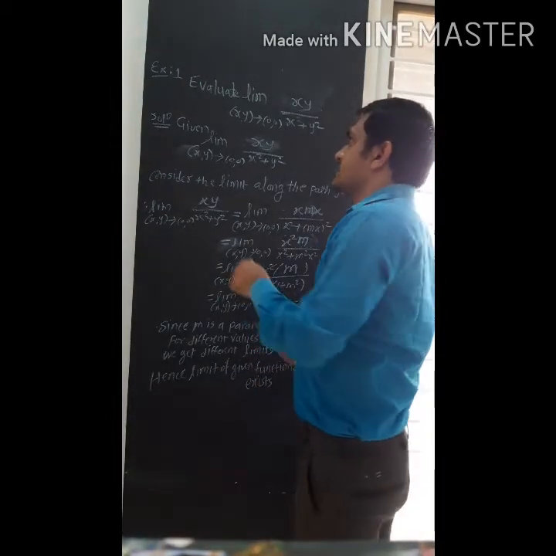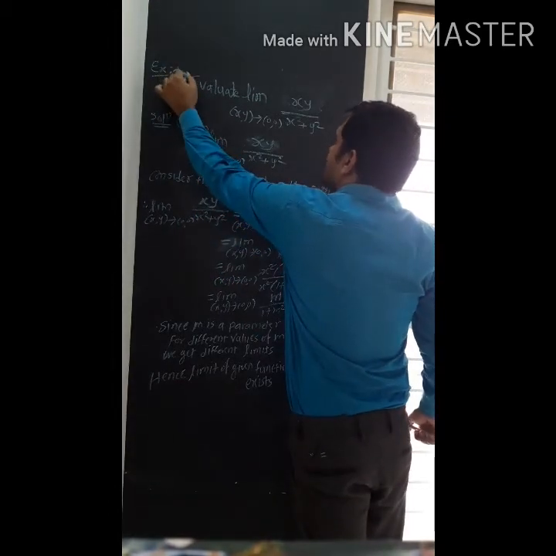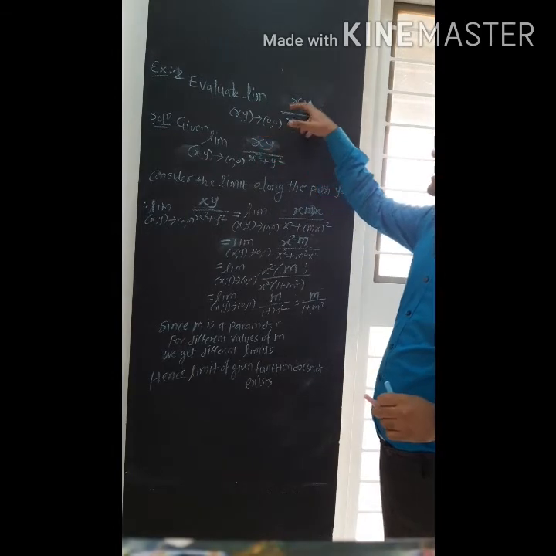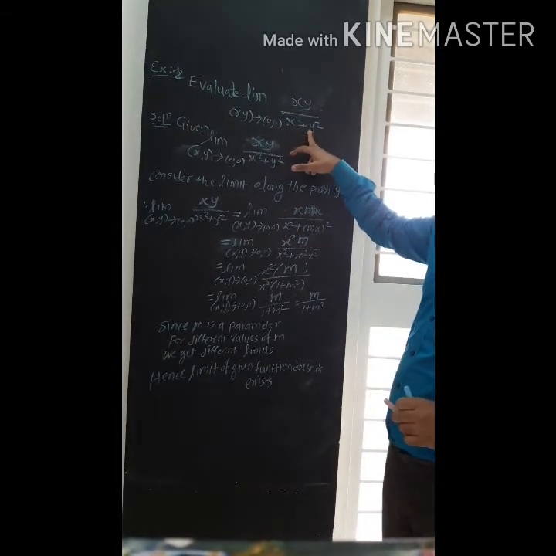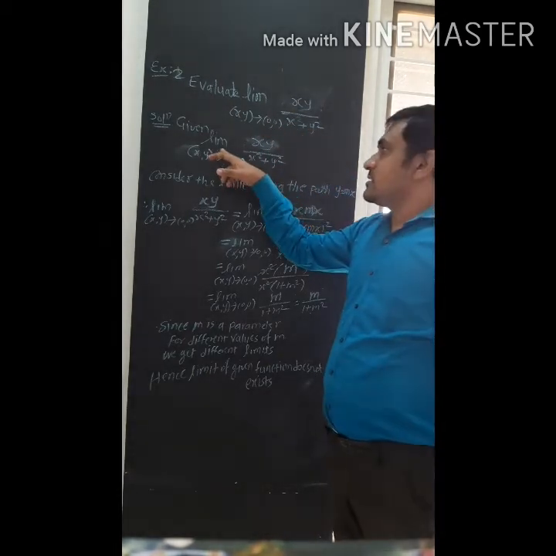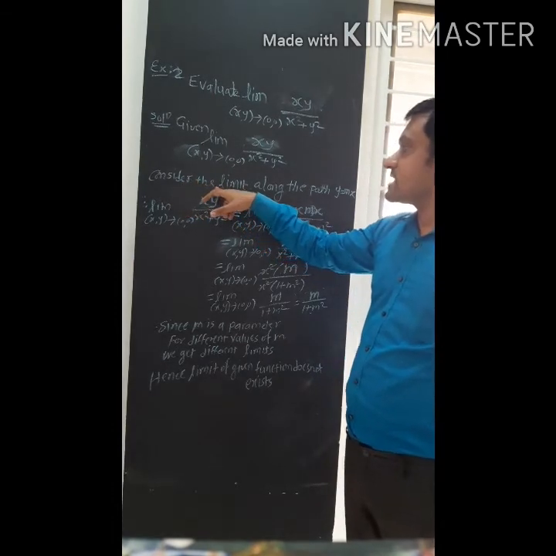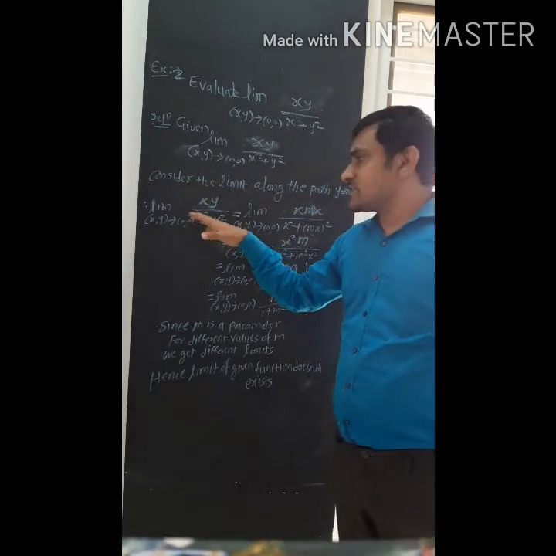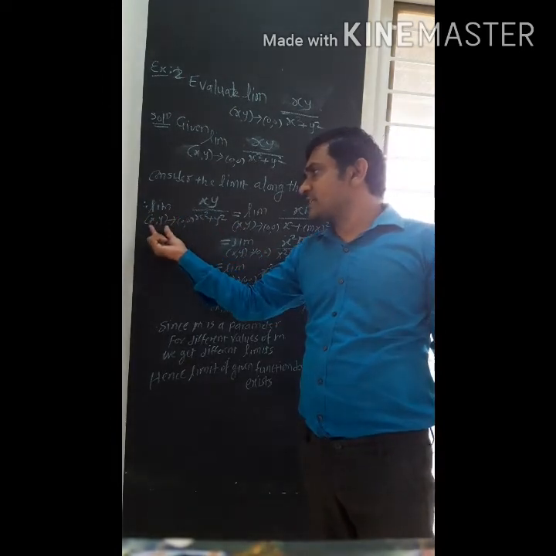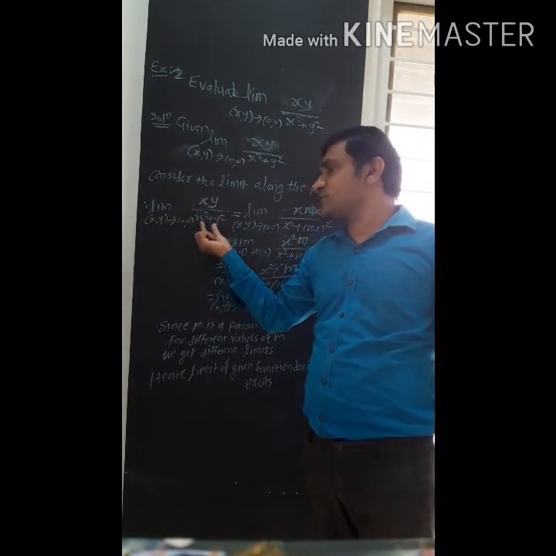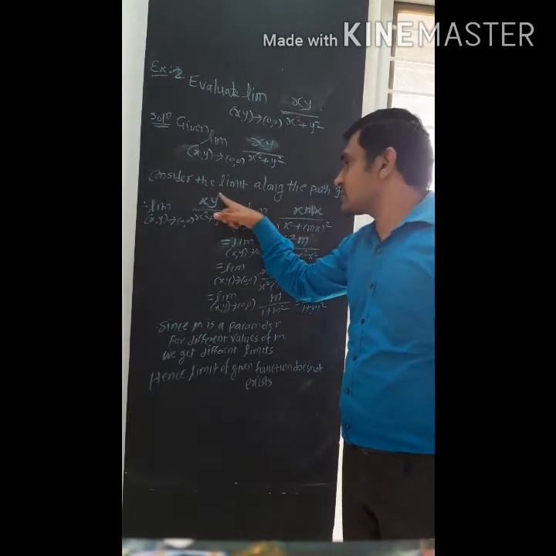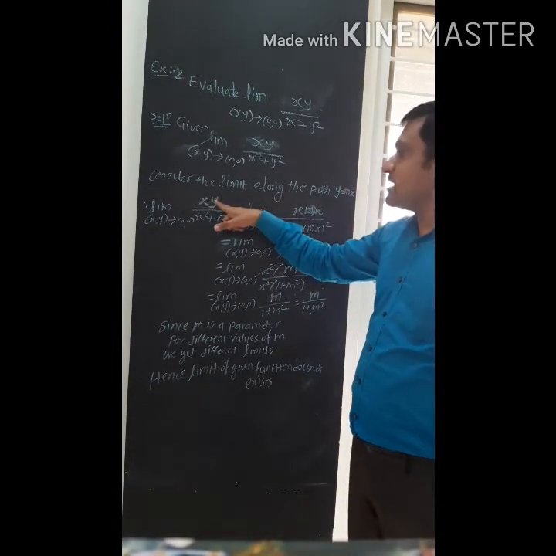Now, example 2. Evaluate the limit (x,y) tends to (0,0) of xy upon x square plus y square. Now here we can consider the limit along the path y is equal to mx. Similarly, therefore the limit becomes limit (x,y) tends to (0,0) of xy upon x square plus y square is equal to limit (x,y) tends to (0,0). Just replace y here by mx. Put the value of y is equal to mx.